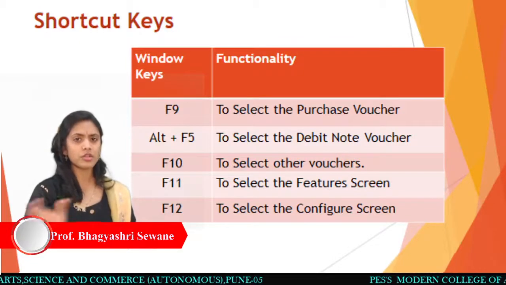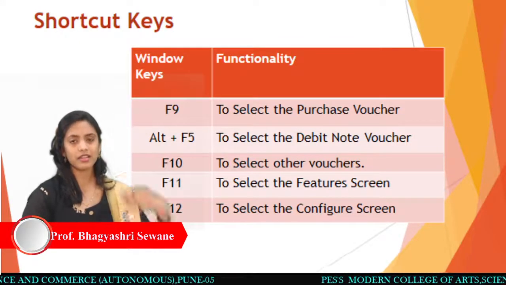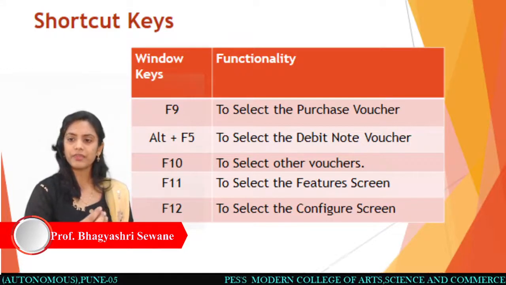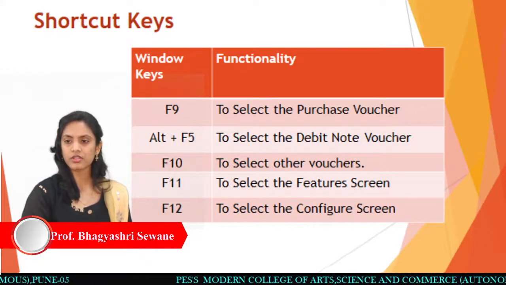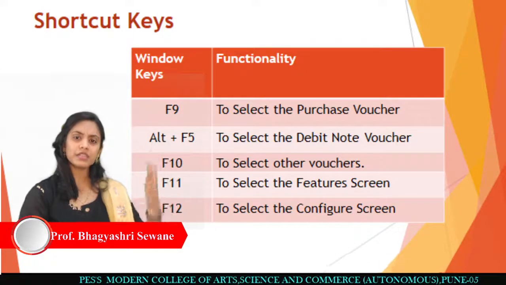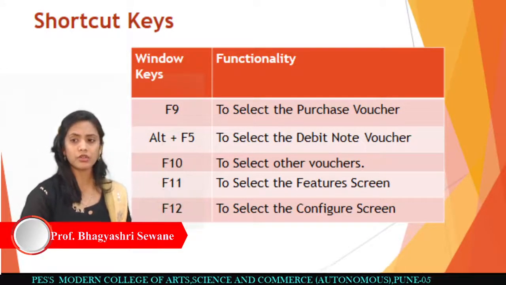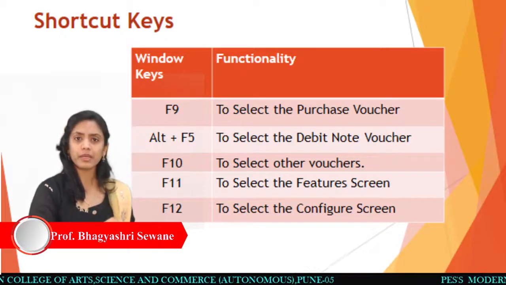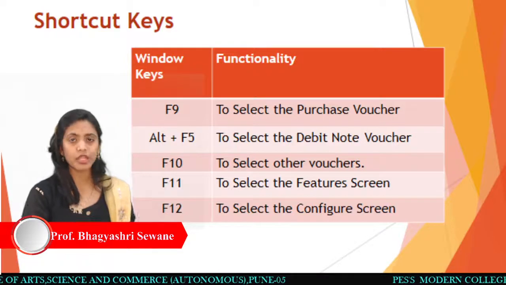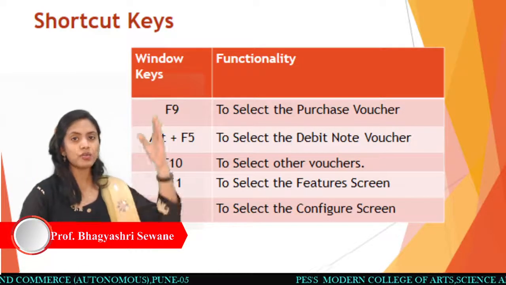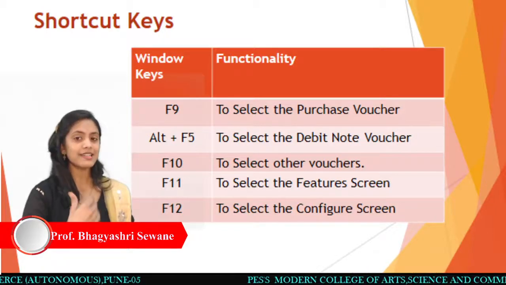Then F10 to select other vouchers. So the other voucher option is there. You will see that in the next sessions, by working on it. To select vouchers other than these, the list of vouchers is there. You can go directly to the other vouchers. If you know that F5 is for payment and F4 for contra, then it is okay. If you don't know, you can go directly to F10 and you will get the list of vouchers. That is the other voucher option.